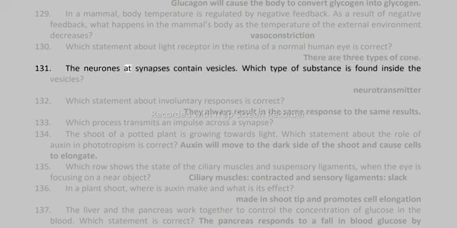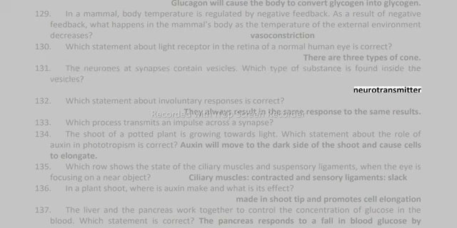131. The neurons at synapses contain vesicles. Which type of substance is found inside the vesicles? Neurotransmitter. 132. Which statement about involuntary responses is correct? They always result in the same response to the same stimulus. 133. Which process transmits an impulse across a synapse?